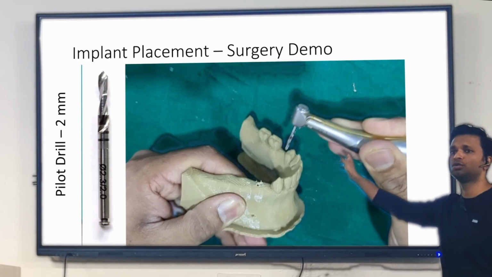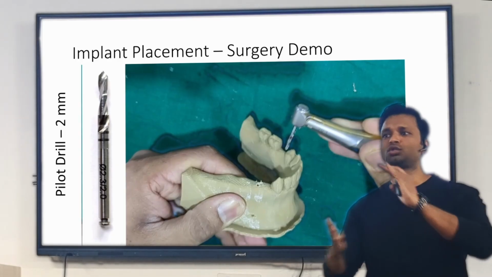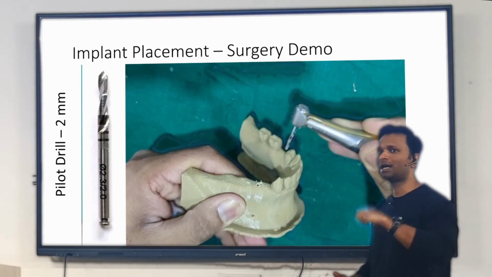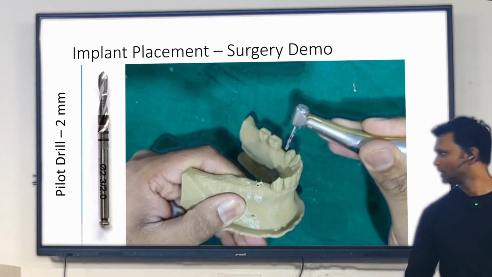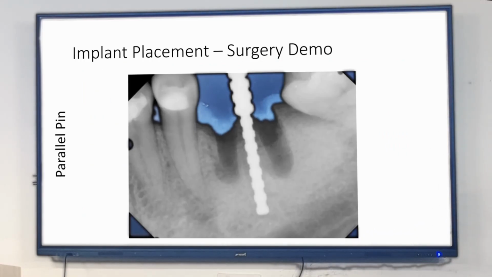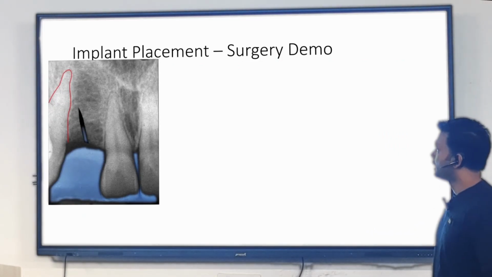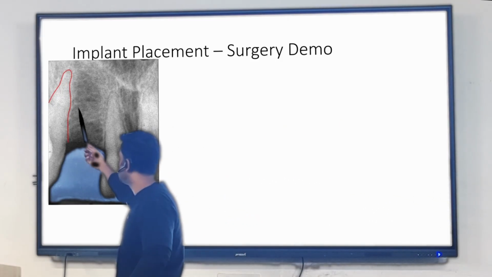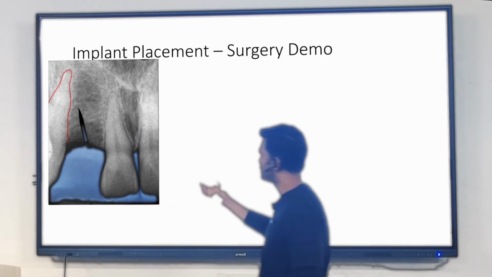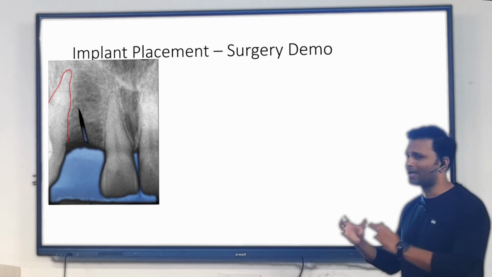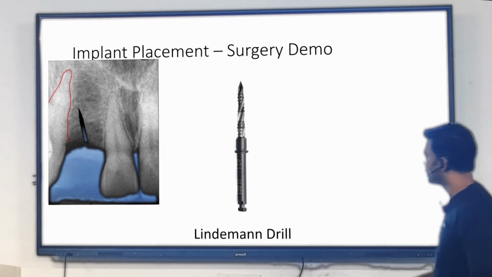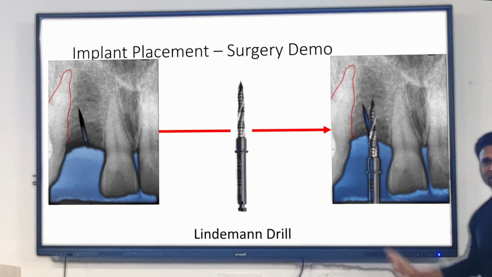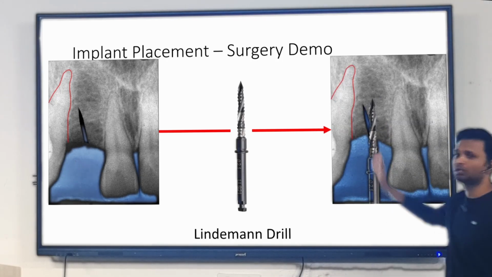After this you're going to take a radiograph to check the angulation of your osteotomy. If the osteotomy is not correct, you're going to correct it using a Lindemann drill. You're going to use a parallel pin to check the angulation. Suppose, as I mentioned earlier, this is another example, you're drilling and you realize while taking the IOPA that the angulation is not correct. So you can use a Lindemann drill. As it is side cutting, you can correct the angulation, and then continue your preparation along the correct angulation.